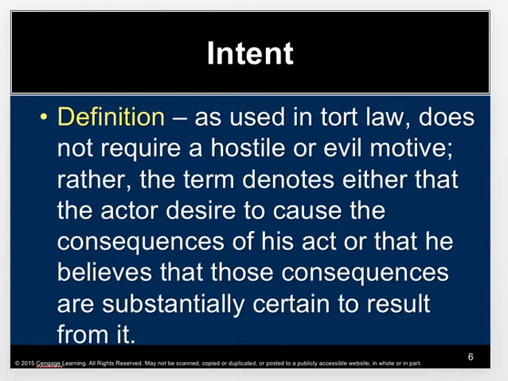So intent, as we use it in tort law, doesn't require a hostile or evil motive, right? So you don't have to desire harm on somebody or want to hurt somebody. Rather, the term denotes either that the actor, the person, desired to cause the consequences of his act, or that he believes that those consequences are substantially certain to result from it. So in other words, it doesn't have to be evil, even though some people may infer an evil or hostile motive, but all you have to do is intend the consequences of your act, or believe that those consequences are likely to result.